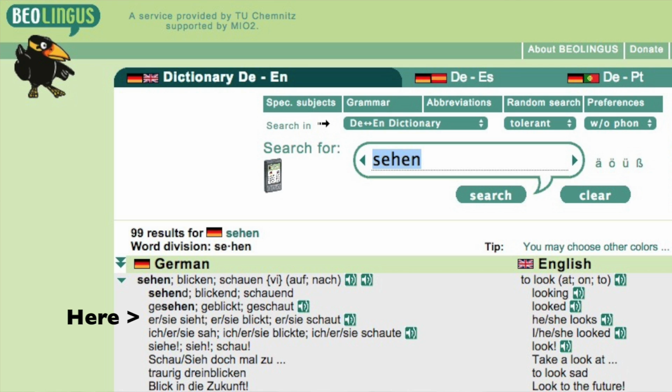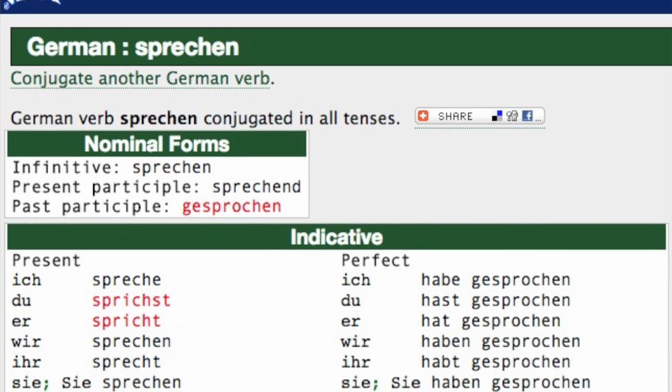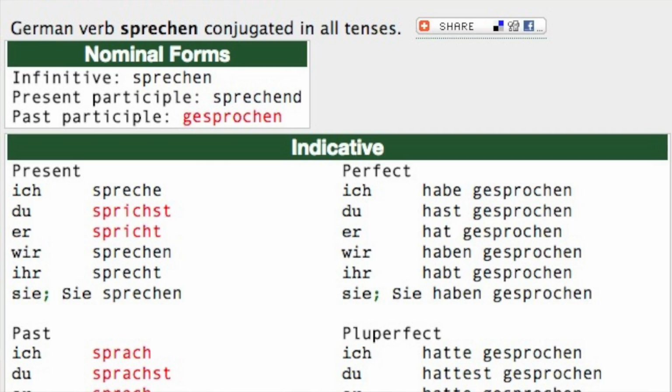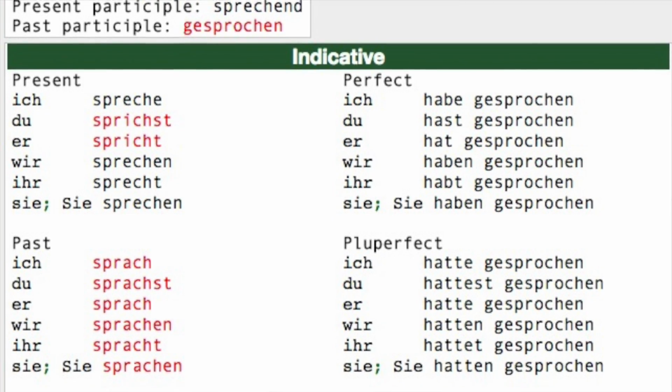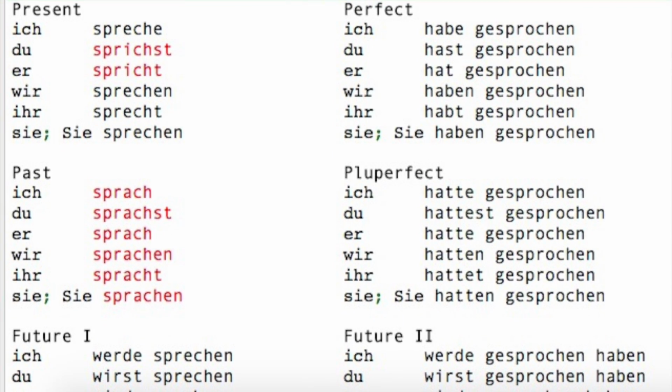Other dictionaries will show you off to the side that it's got the er/sie/es form for you, and that shows you that it's irregular in the er/sie/es and du forms. You can also use a website like verbix.com where it will actually conjugate verbs out for you in all tenses, and there you can see where it's irregular highlighted in red.